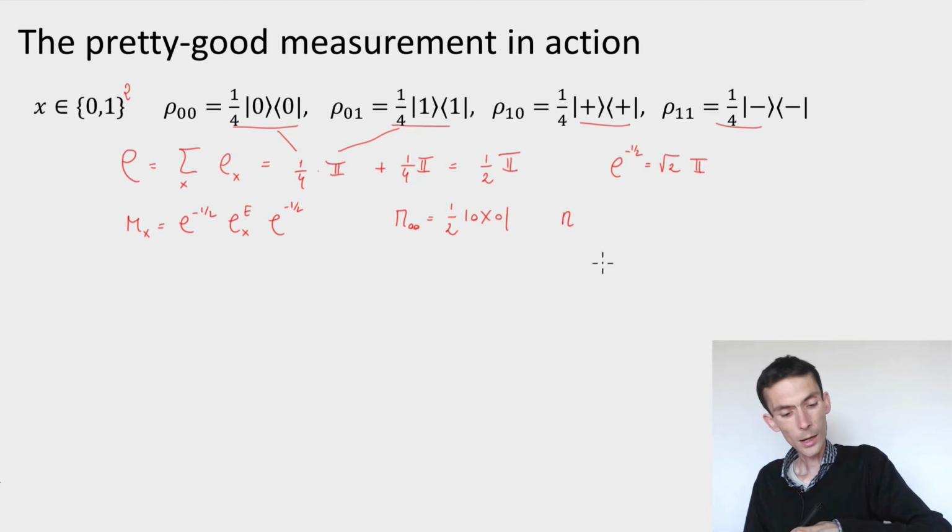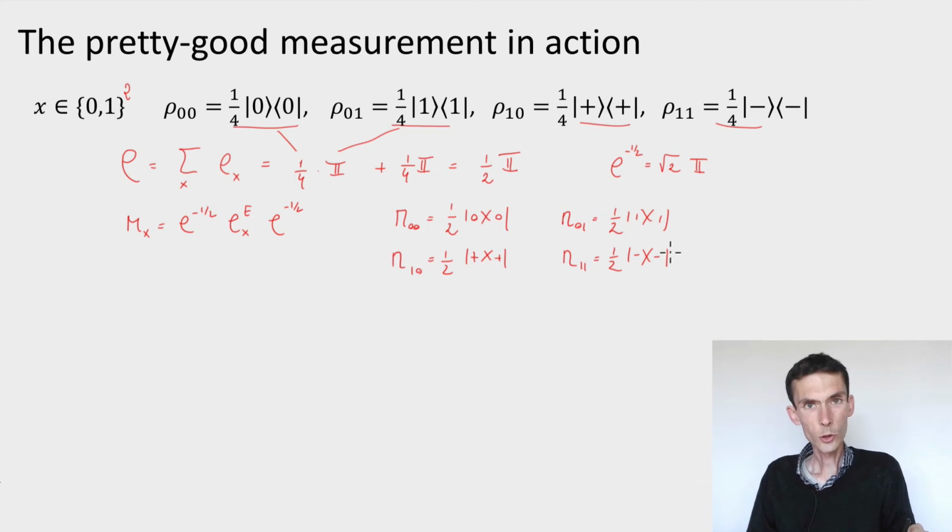Then I can write m01. This will be a half the projection on 1. m10 is a half the projection on plus, and m11 is a half the projection on minus. That's my measurement operators. Again, you can check that they're positive semi-definite and they sum to identity, so it's a valid POVM. It'll always be the case because it's a PGM.